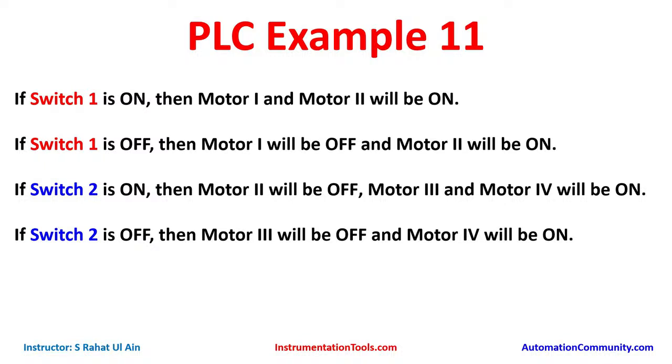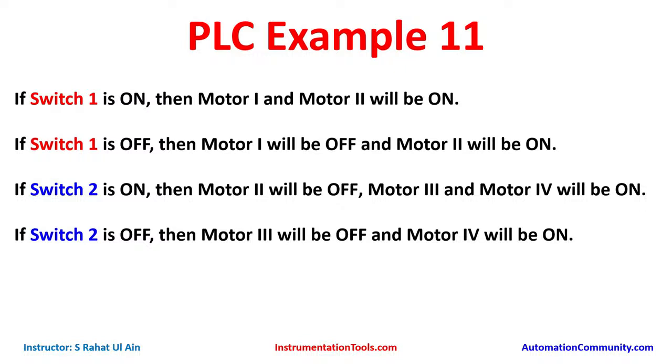So for switch 1 and switch 2, we will use normally open contact. For motor 1 and motor 2, switch 1 should be on. And then when we turn off switch 1, motor 1 will be off but motor 2 remains on. For that, we will implement latching for motor 2. We will latch motor 2.